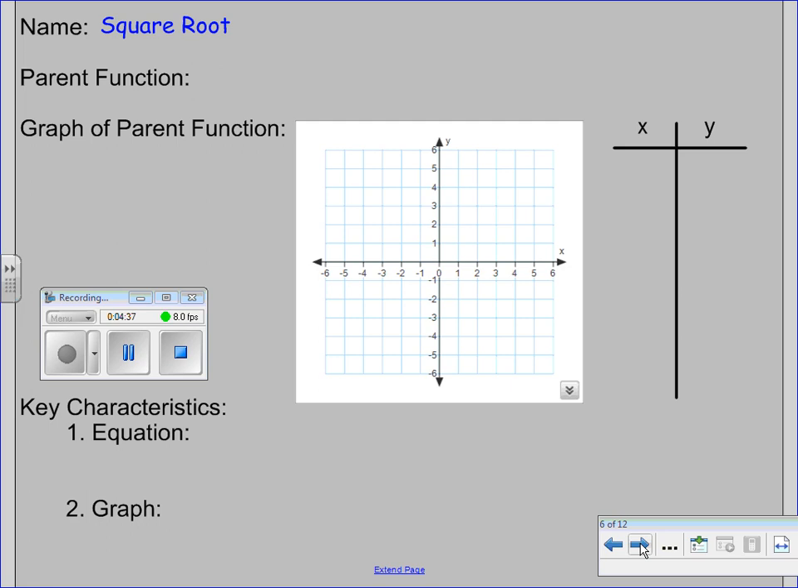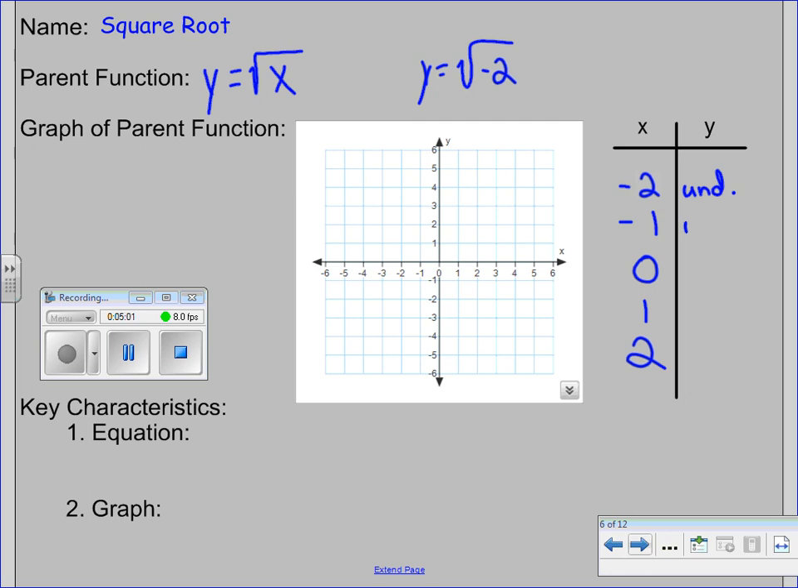So our square root parent function looks like this: y equals the square root of x. Let's plug in our normal stuff. Now, if you go to your calculator, or if you just remember from Algebra 1, I can't square root -2 and get a real number. It doesn't exist. It's undefined. The same thing with -1. I can't square root a negative number and get a real number out. So we're just going to get rid of those.